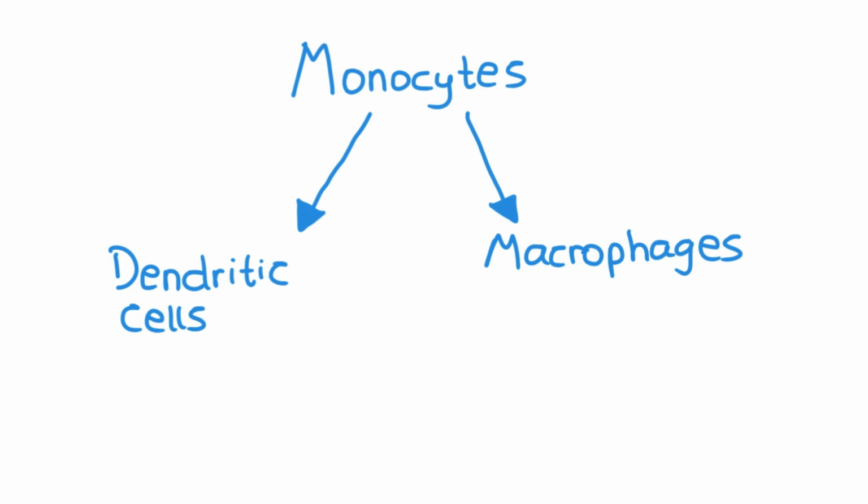Another important thing to understand is that monocytes don't have to differentiate to form dendritic cells and macrophages. In fact, a lot of monocytes remain in their undifferentiated form while circulating in the bloodstream. I will talk more about the roles of dendritic cells and macrophages very soon, but not yet.